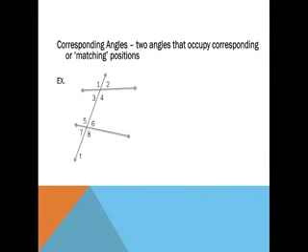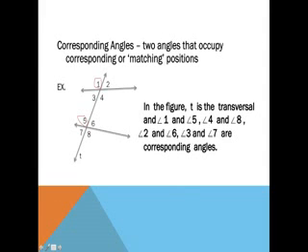Alright, next definition. It is corresponding angles. Corresponding angles are two angles that occupy corresponding or matching positions. What I mean by this is, if you look here, the number 1 is to the left of the transversal and above line M, and the 5 is to the left of the transversal and also above line N. Therefore, they are in matching positions. This also goes along for 4 and 8, 2 and 6, and 3 and 7.